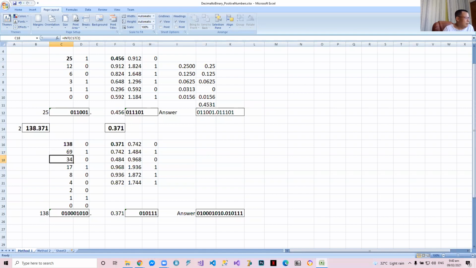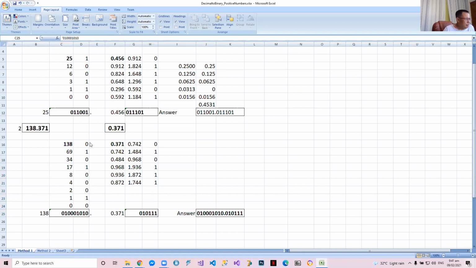No? So 34 divided by 2 is 17, right? So this is a 0. 17 divided by 2, it's odd, so there's a remainder. Then 8, 4, 2, 1, and we stop when there's a 0. And we reverse the order. So we'll have 1, 0, 0, 0, 1, 0, 1, 0. Do you follow?